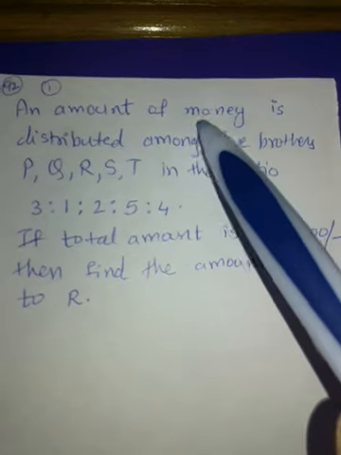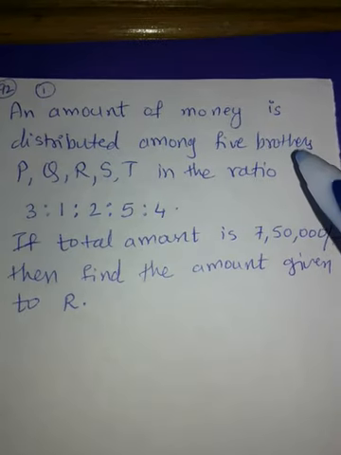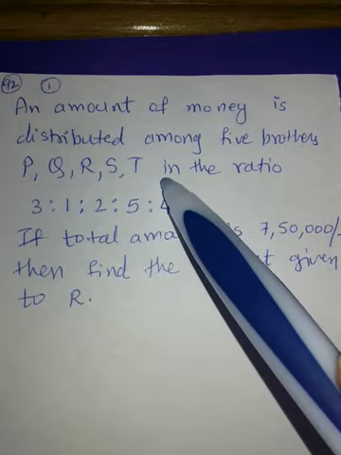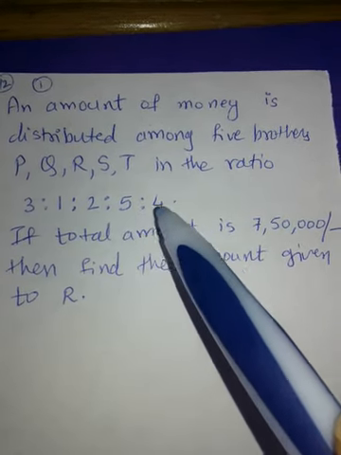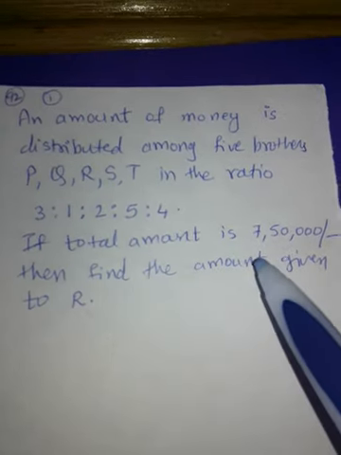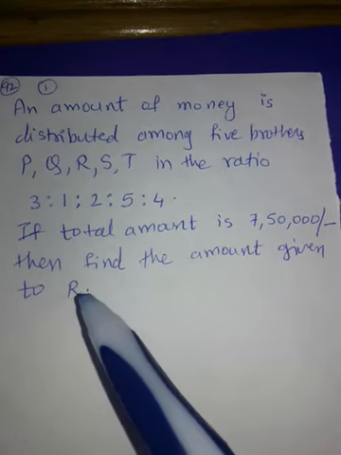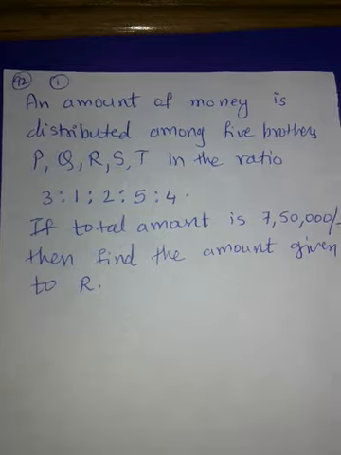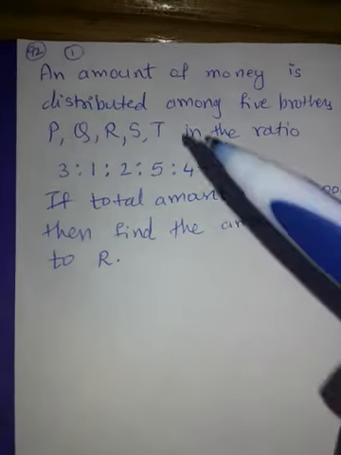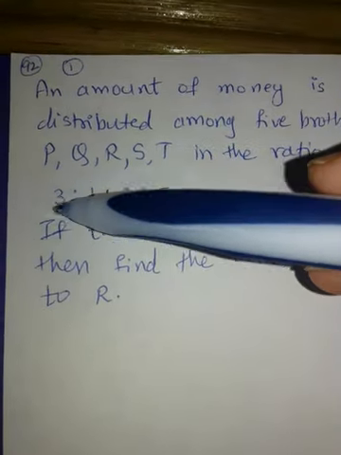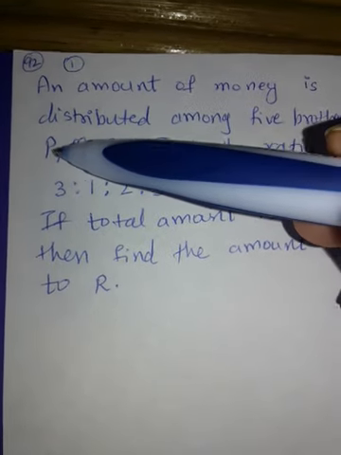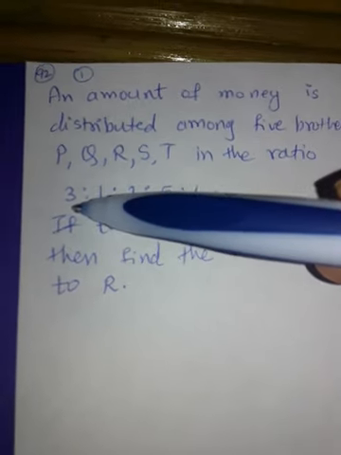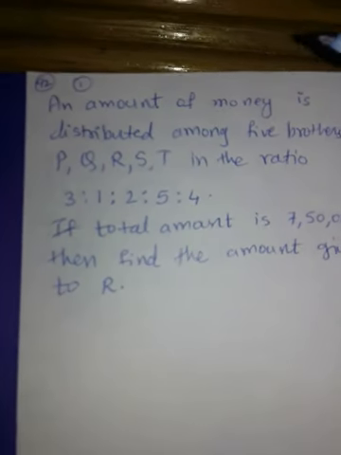An amount of money is distributed among 5 brothers P, Q, R, S, T in the ratio 3 is to 1 is to 2 is to 5 is to 4. If total amount is 7,50,000, then find the amount given to R. The numbers in this ratio pertain to PQRST. So P is equivalent to 3, Q to 1 like this.